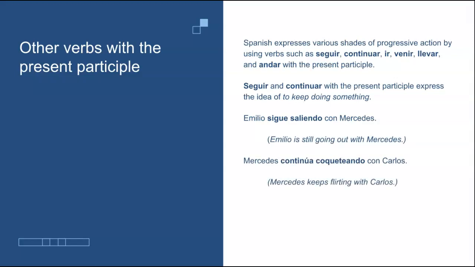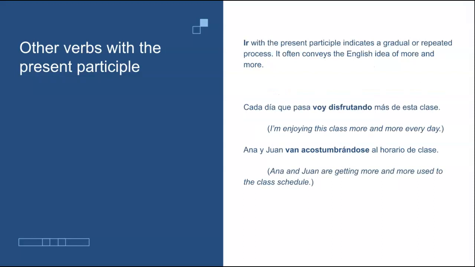Emilio sigue saliendo con Mercedes. Emilio is still going out with Mercedes. Mercedes continúa coqueteando con Carlos. Mercedes keeps flirting with Carlos. Ir with the present participle indicates a gradual or repeated process. It often conveys the English idea of more and more.